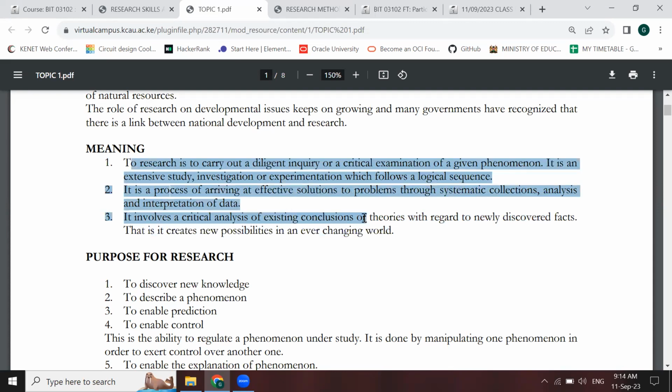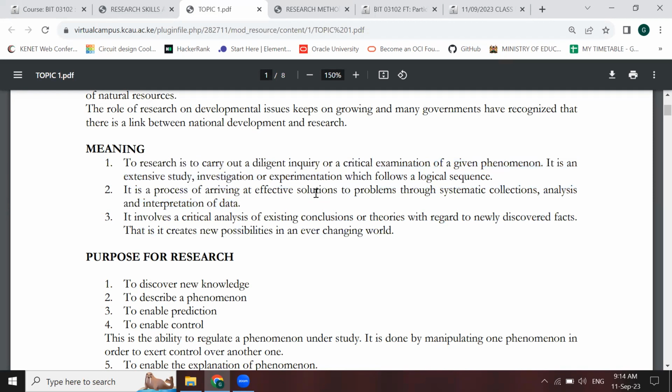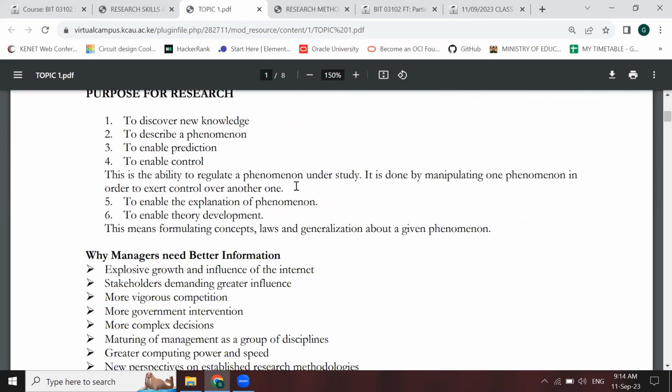So those are the key definitions. It's just to carry out a diligent inquiry, examination of a given area. For example, in our IT field, you can decide to focus on cybersecurity, you investigate, you explore, and you follow a systematic approach. That is the logical sequence.